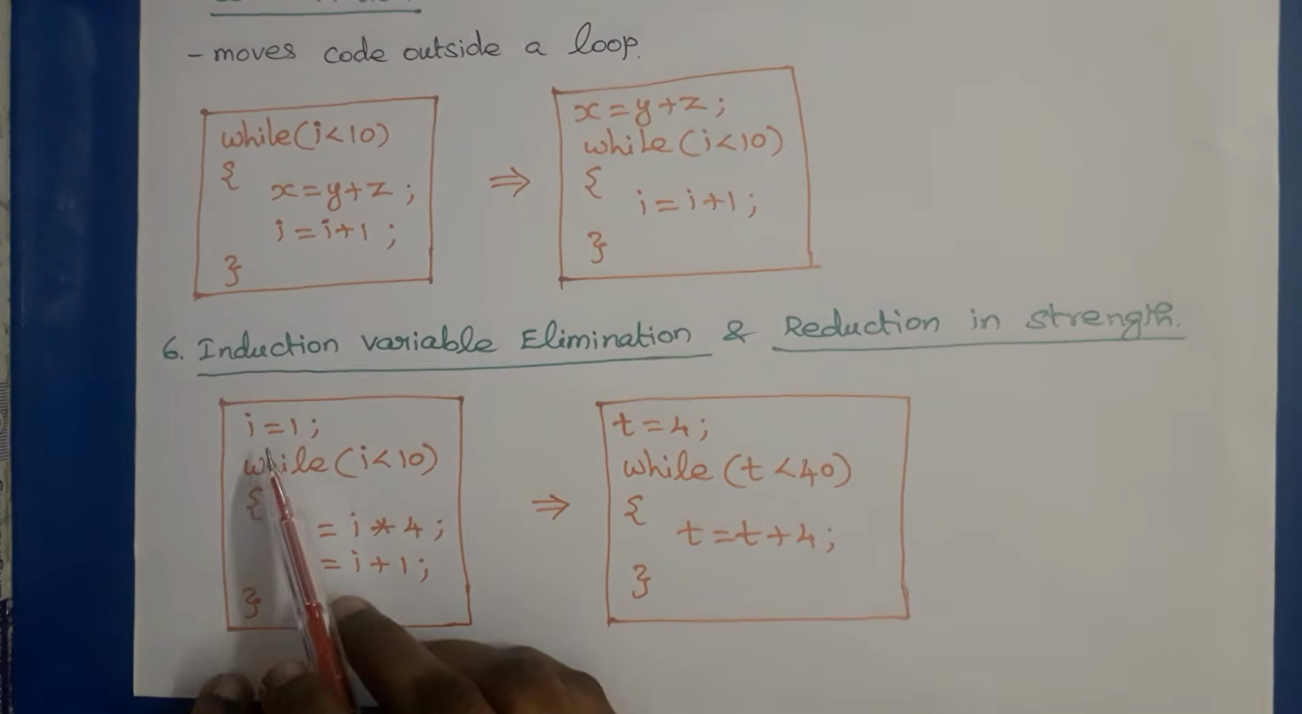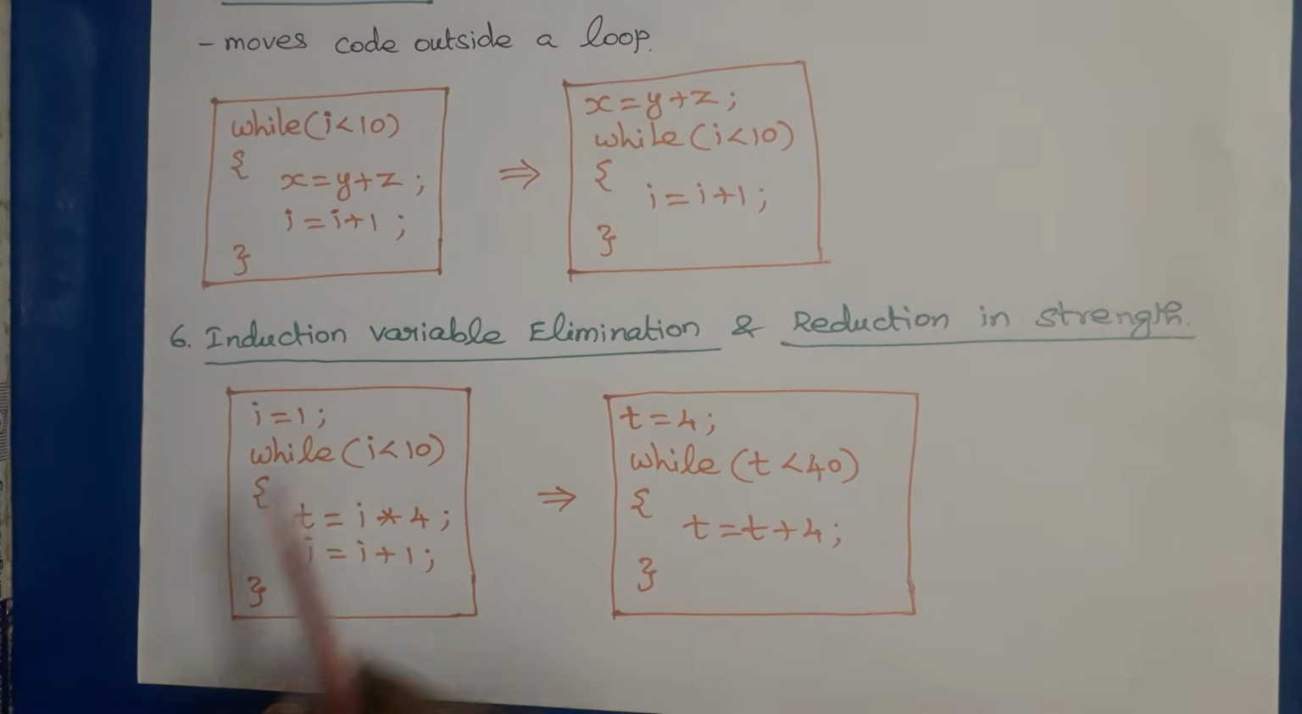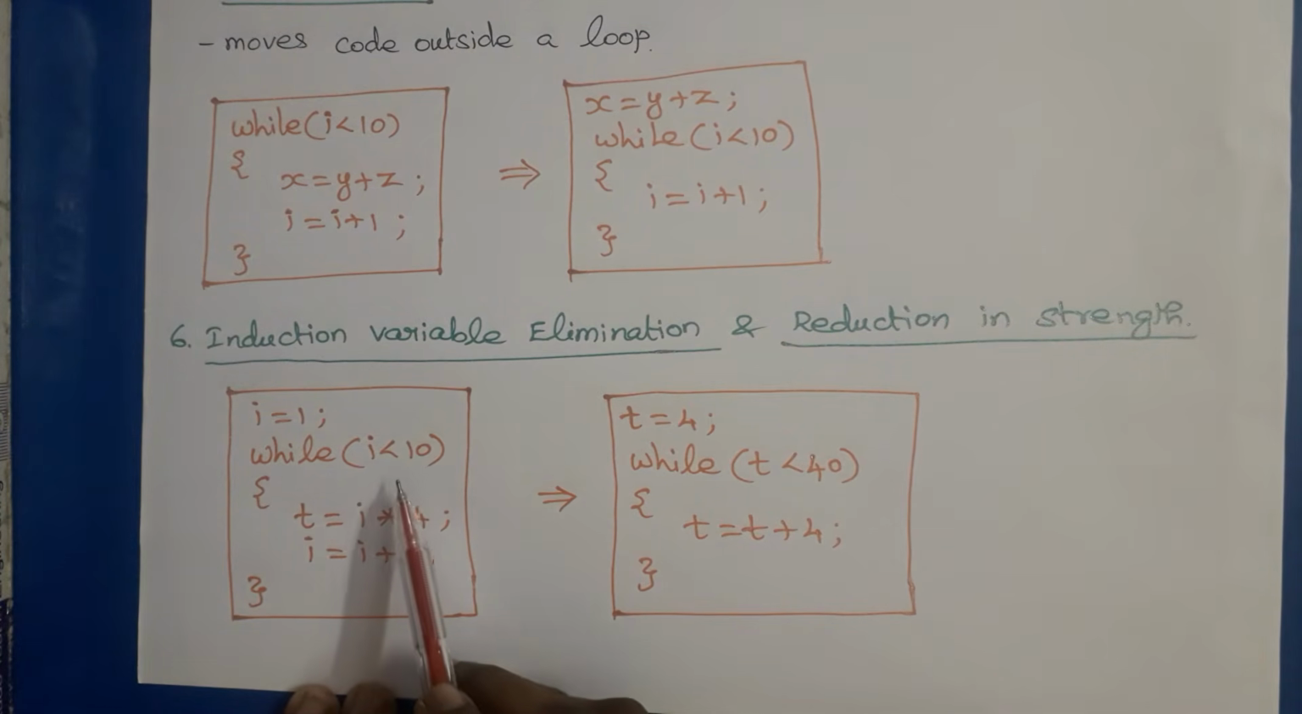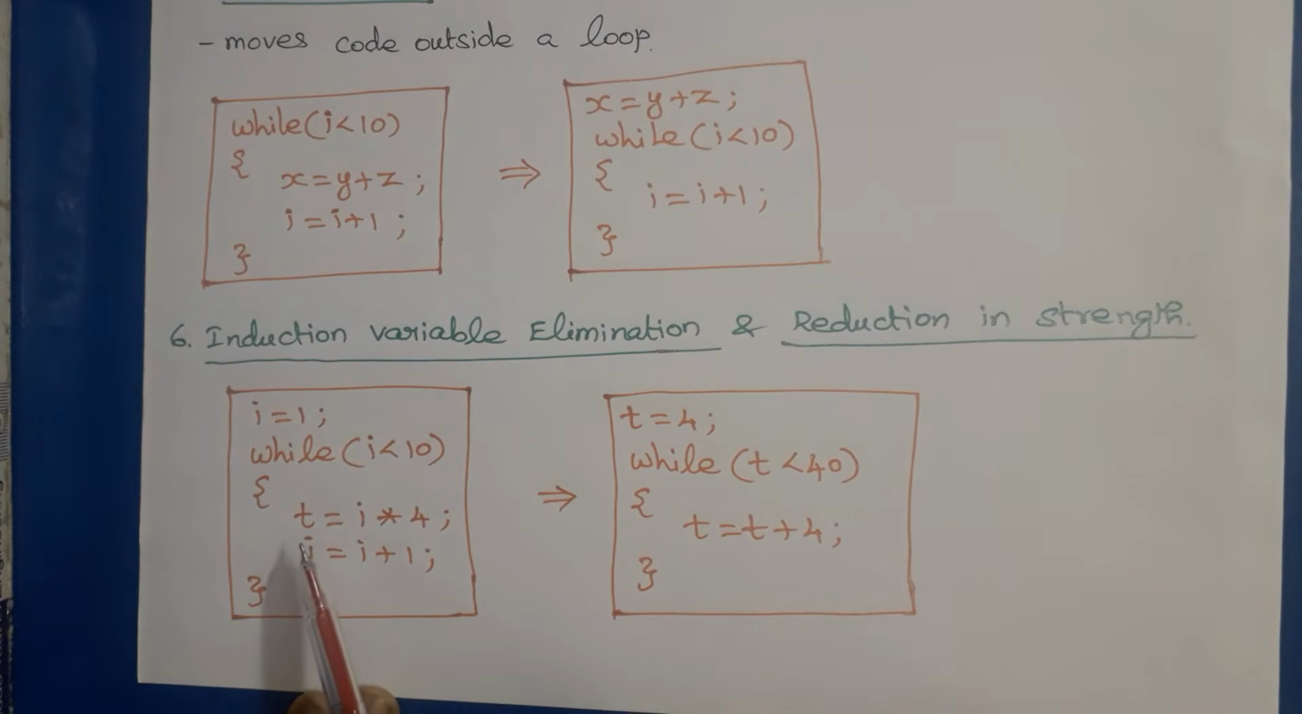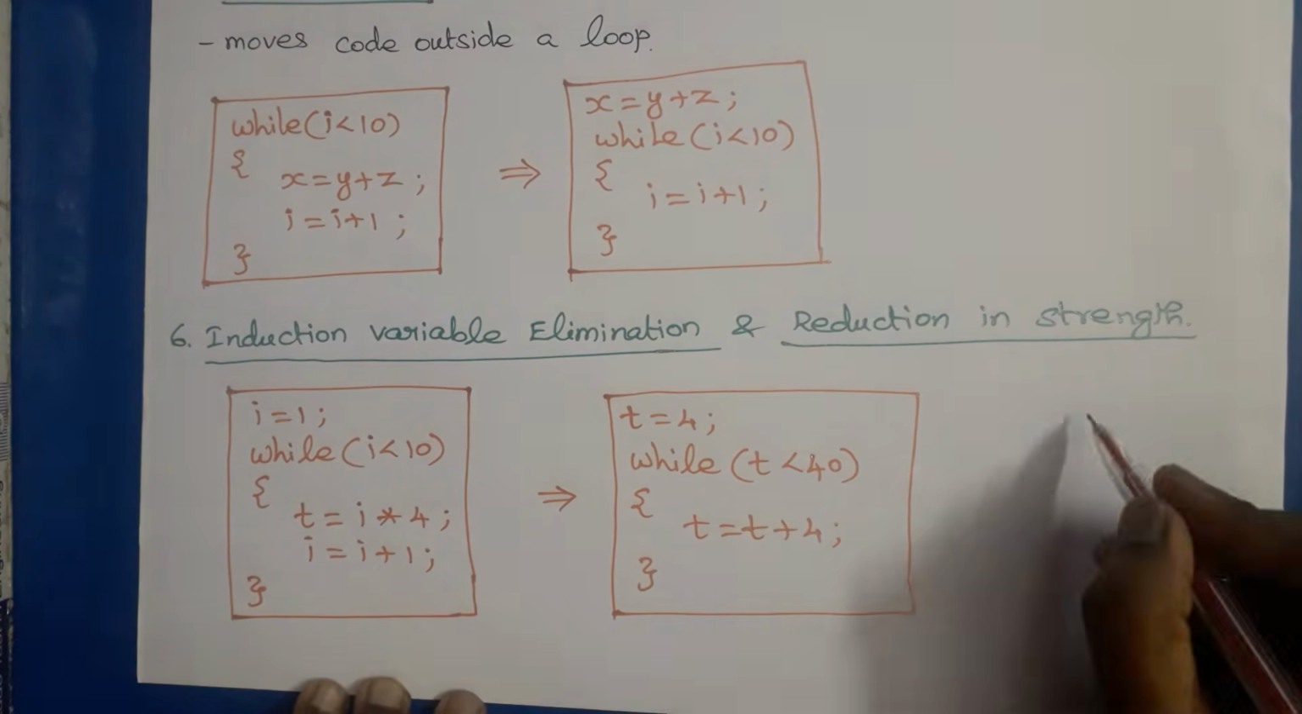So in this example, i equals 1, while i is less than 10, the variable t is equal to i star 4 and i equals i plus 1. So here this loop is executed 1 to 10, so 9 times. Each time the t value is increased by 4, right? Because initially in the first iteration t is 1 star 4, so the value of t is 4.